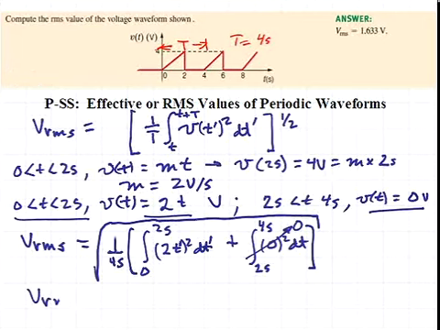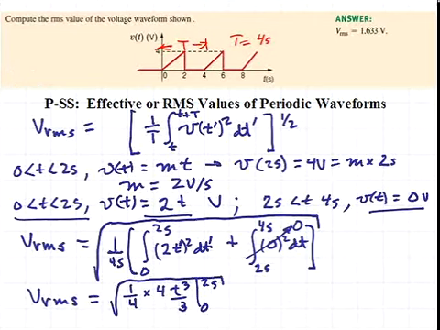Or V RMS becomes the result of integrating t squared. We obtain t cubed over 3. 4 quantities canceled here, and we evaluate this expression between the limits 0 to 2 seconds. And this is equal to the square root of 8/3 volts, or 1.633 volts.